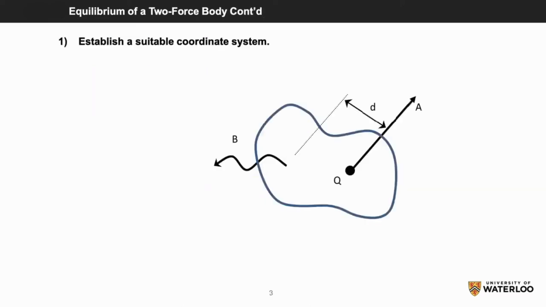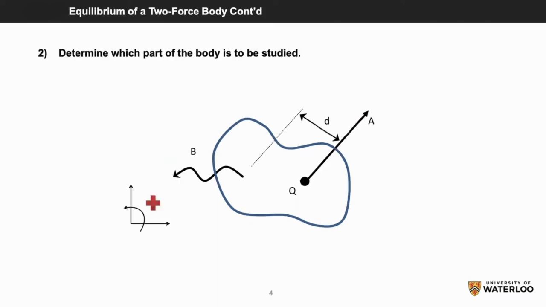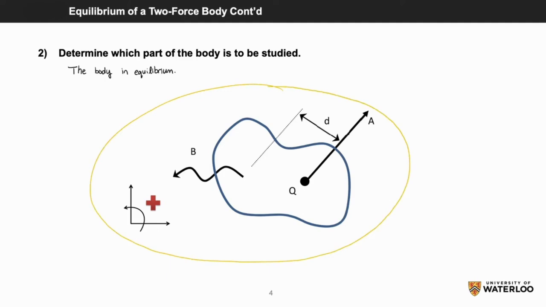The first step is to establish a suitable coordinate system. We will set the positive y direction to be upwards, the positive x direction will be to the right, and positive moments are counterclockwise. Next, we will determine which section of the body needs to be examined in greater detail. In this example, it is just the entire body itself, so no further assumptions need to be made.